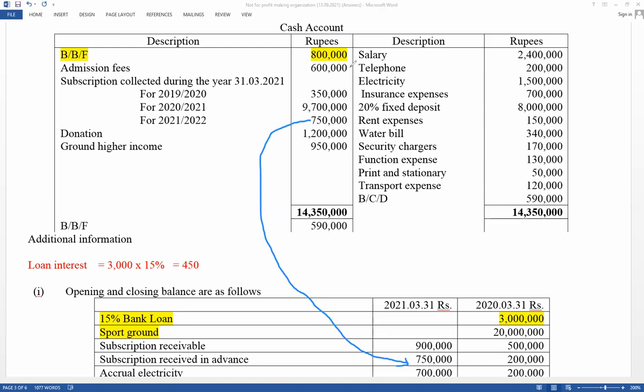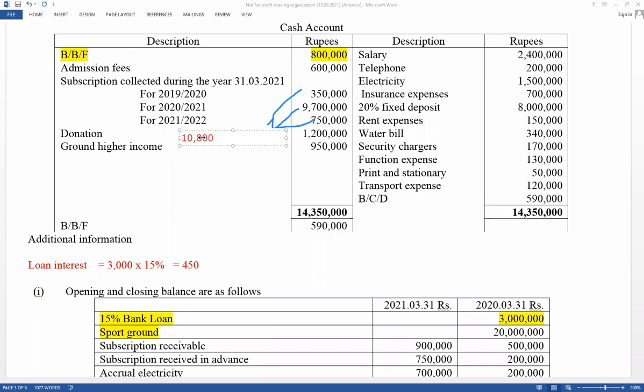Right now, think about subscription received amounts. During the accounting period, subscription received for last year, this year, as well as next year, all three values were received during the accounting period. Therefore, take the total value. Cash account debit, subscription account credit. Take the total amounts: 350 as well as 9,700 and 750. Think, subscription received during the accounting period equals 10,800.